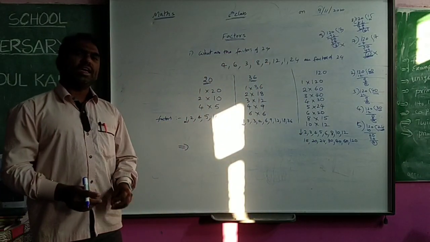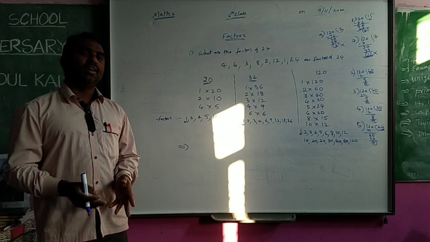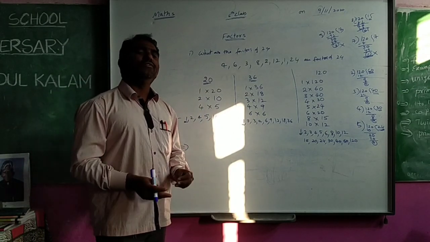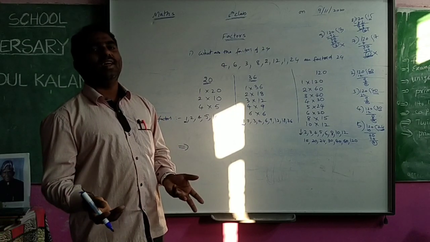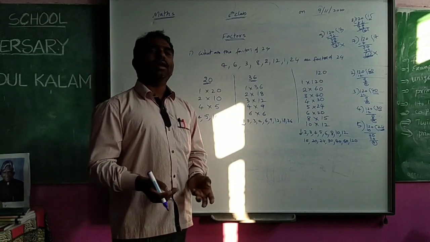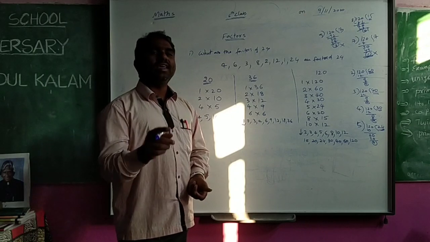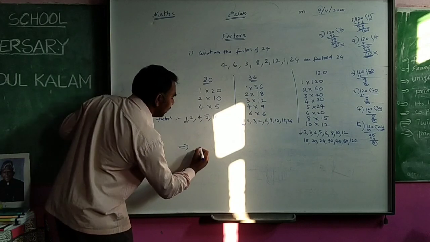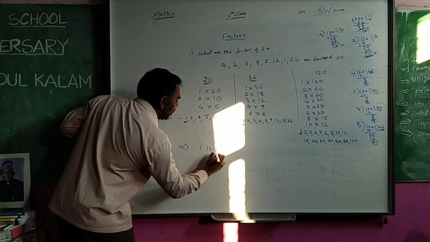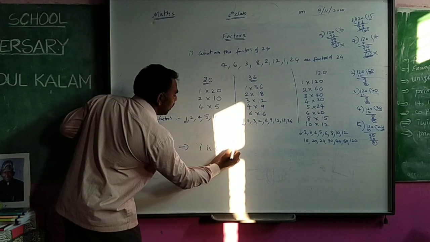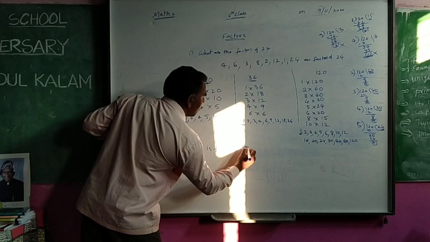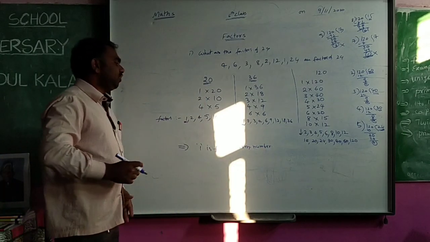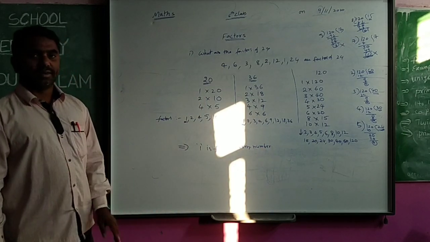So if you take any number and find the factors, in that answer 1 will compulsorily be there. Because every number comes in the 1 table. Is it or not? Yes. Every number comes in the 1 table. So 1 is a factor of all the numbers. So that's why what will you say? 1 is a factor of every number. You are finding this thing here. 1 is a factor of every number.